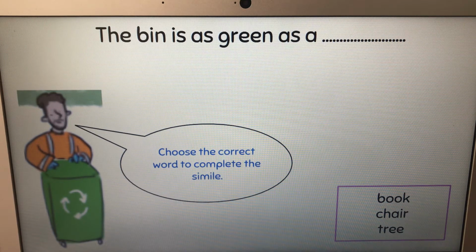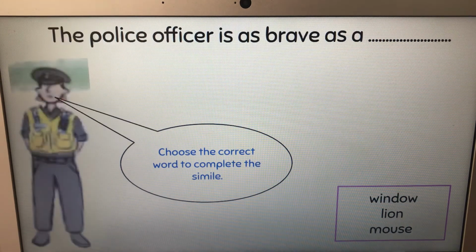Well done. Of course, it's a tree. Fantastic. We use the same skills that we use when we're looking at sentences that have a missing word as well. Okay, so there has to be a connection with the simile. It wouldn't make sense for me to say the bin is as green as a book, unless you own a very green book, but that would be very general, okay? Whereas we know that trees are usually green.